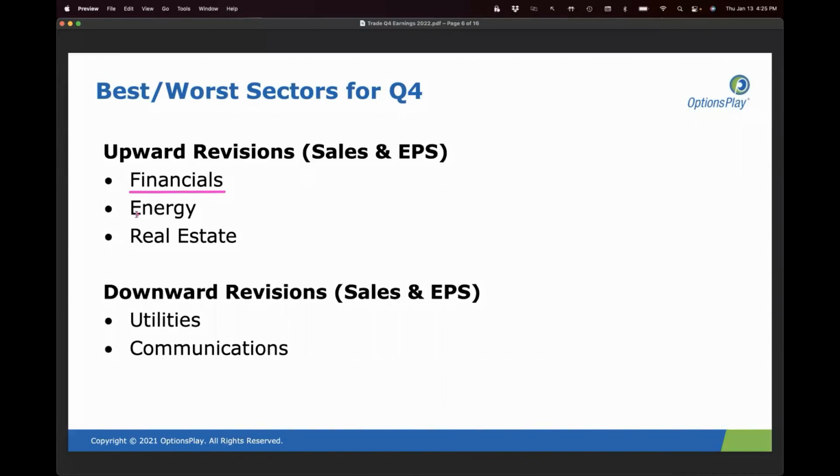Financials and energy, two of the strongest sectors right now in terms of upward revisions, including real estate, which is a bit of a silent rotation that we're starting to see here in real estate. Those are the three sectors that are currently scanning the best for earnings. And then we have utilities and communications that are currently seeing the largest downward revisions.